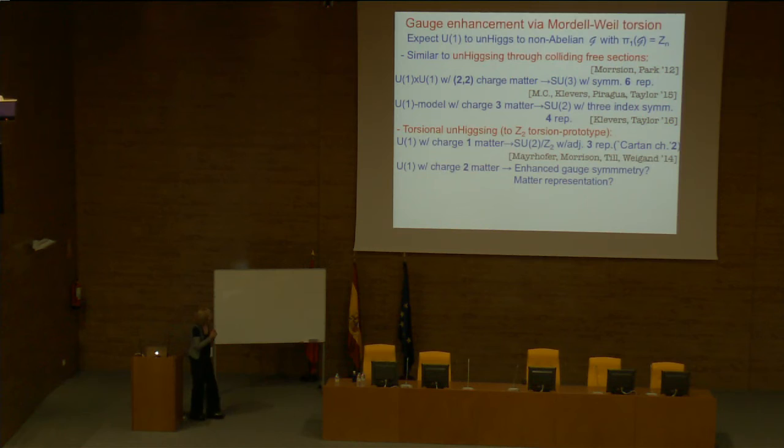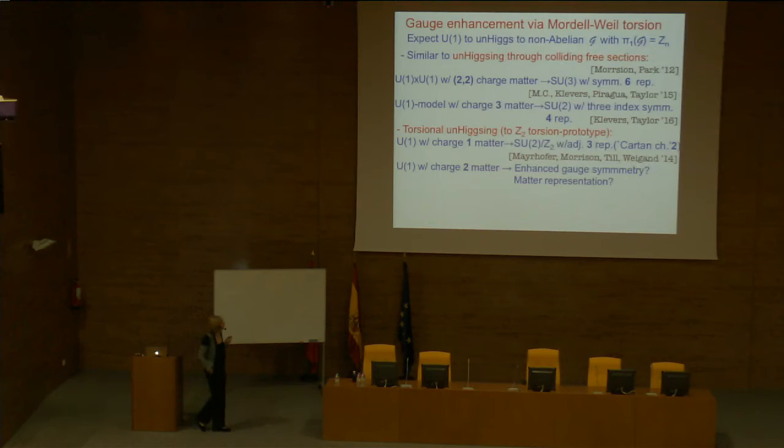So how does this analogous unhiggsing happen in the case of torsional unhiggsing? For the sake of specificity, let me choose a prototype to be unhiggsing to Z2 torsion. The first example that was addressed in the work by Mayrhofer, Morrison, Till, and Weigand looked at the example of U1 with charge 1 matter that is unhiggsed to SU2 mod Z2, namely SO3, and now this charge 1 matter turns into a triplet, the adjoint representation of SO3. Basically, this matter charge unhiggses into something that effectively in the unhiggsed phase has Cartan charge 2.